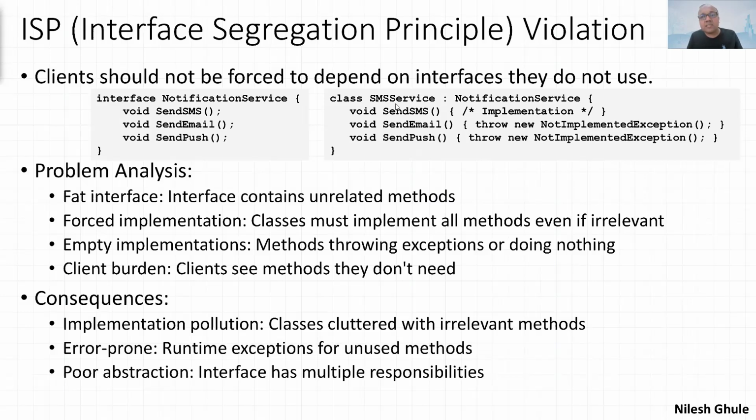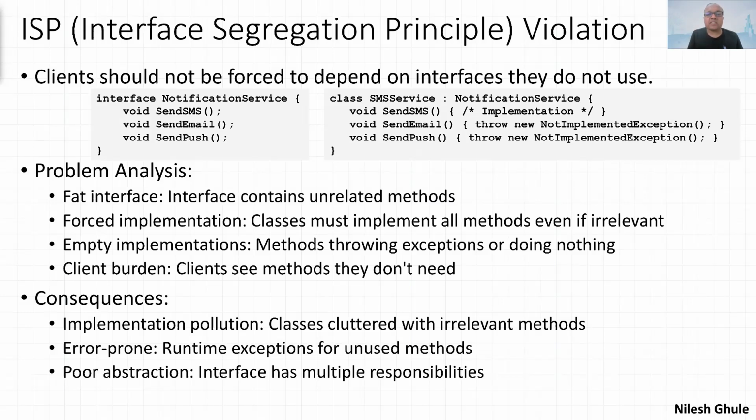In my case, the SMS service is forced to have an implementation of email as well as push, which is really irrelevant for that. Now, this particular problem comes from fat interfaces: interfaces having all unrelated methods, and they are forced to be implemented in all derived classes. The derived classes can probably throw only exceptions or do nothing.